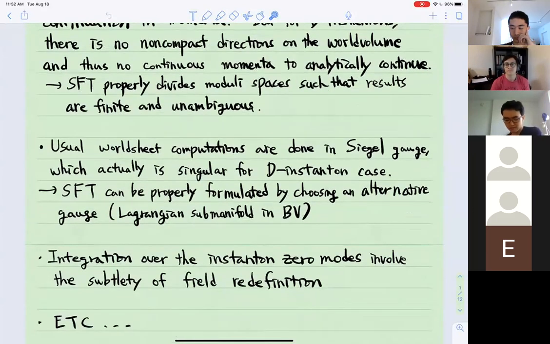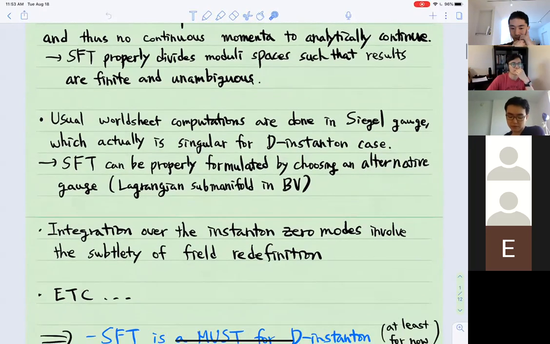And there's another, a bit of technical subtlety for D-instanton. If you recall, like in Polchinski's string theory textbook, let's say, all the worldsheet computations are actually done in so-called Siegel gauge, where you require that states are annihilated by the zero mode of the b ghost. But it turns out that that choice is actually singular for the D-instanton case. I'm going to elaborate on this later, but the idea is that from the point of view of string field theory, which is formulated in BV formalism, Siegel gauge simply is a singular gauge choice, and you can choose some alternative gauge, or more appropriately speaking, an alternative Lagrangian submanifold.